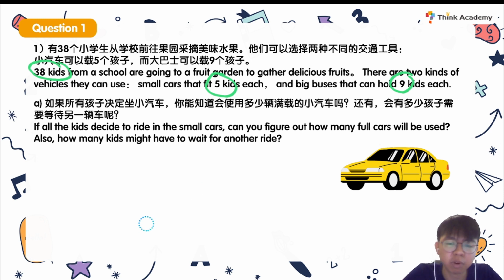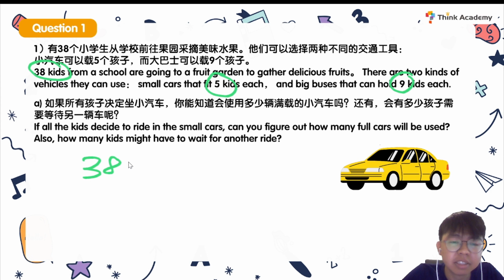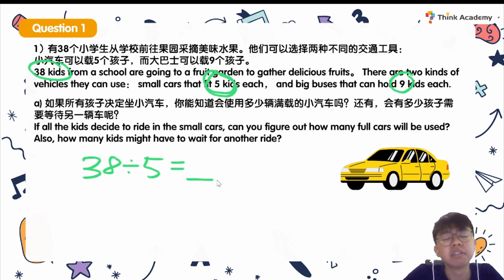If all the kids want to ride in the small car, how many cars will be fully used and how many kids have to wait for another ride? So, with the total number here again, 38 divided by how many kids? 5. So we divide by 5 here. And what's the answer? For this one, you need to think backwards, which means you need to multiply 5 by what number to get closest to 38. Can anyone tell me the answer?